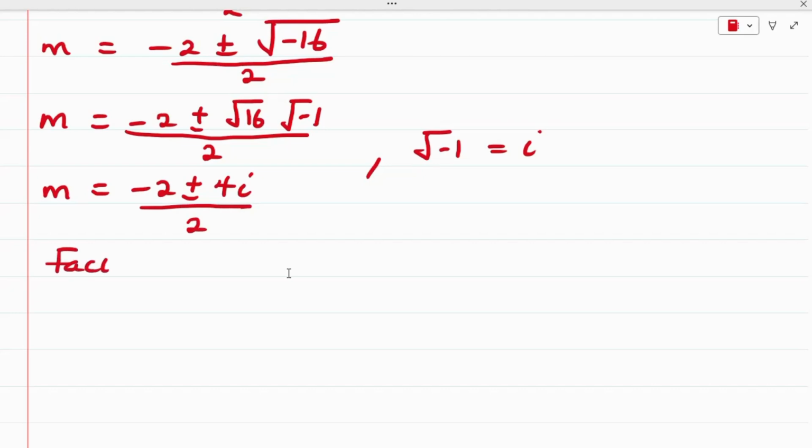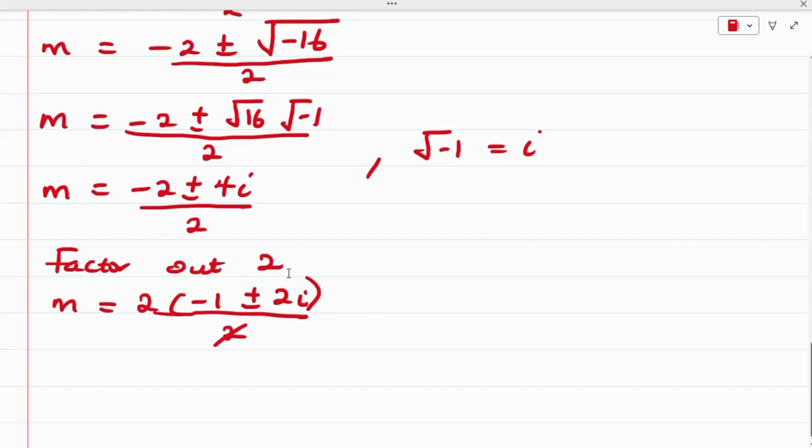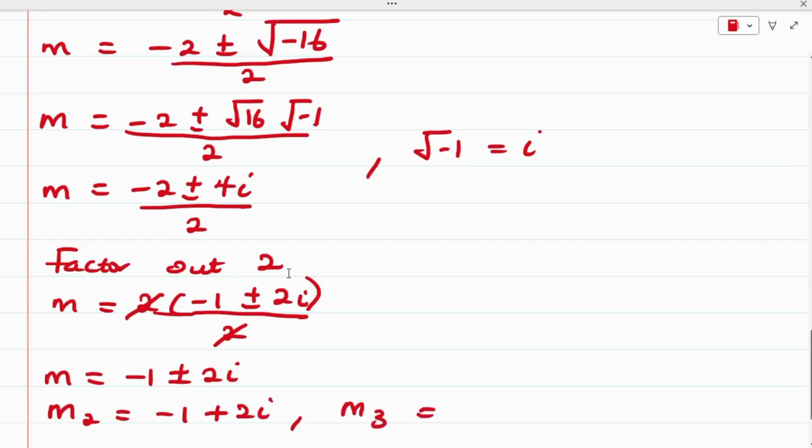So factor out 2 from the numerator. We have m equals 2 times negative 1 plus or minus 2i, all over 2. So the 2s cancel out, and we have that m is equal to negative 1 plus or minus 2i. This can be written as m2 is equal to minus 1 plus 2i, and m3 is equal to minus 1 minus 2i. And these become the values of m.